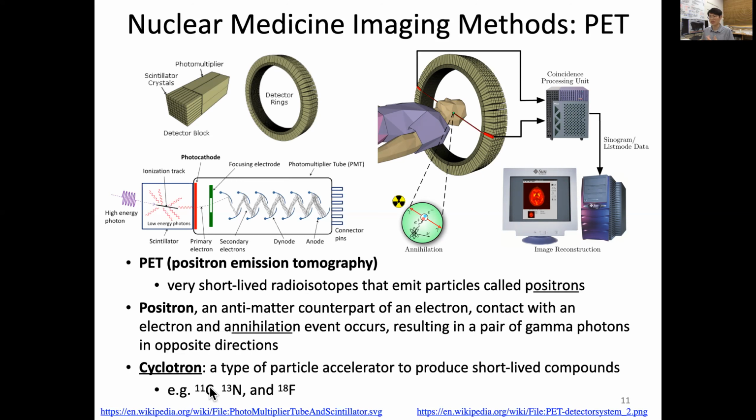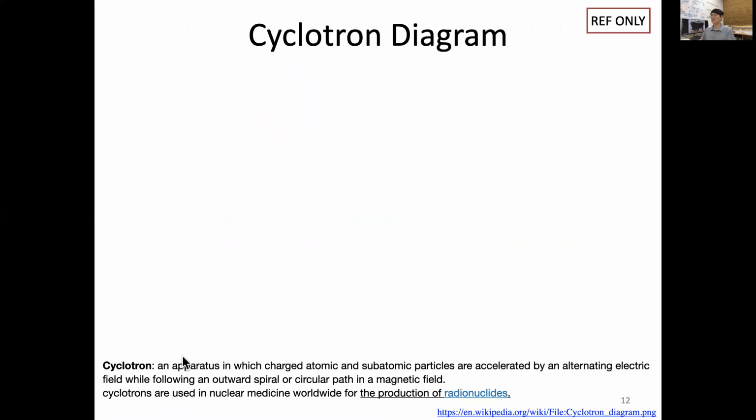For example, C11, carbon, nitrogen 13, and F18. And these have relatively short lives. So that's why PET is a device which also needs, at least in the same city or in a nearby place, a cyclotron. So what is a cyclotron?